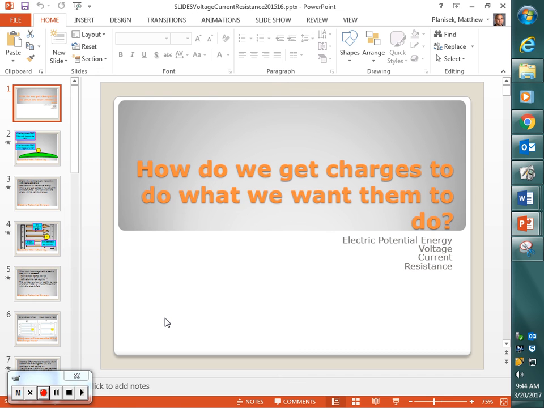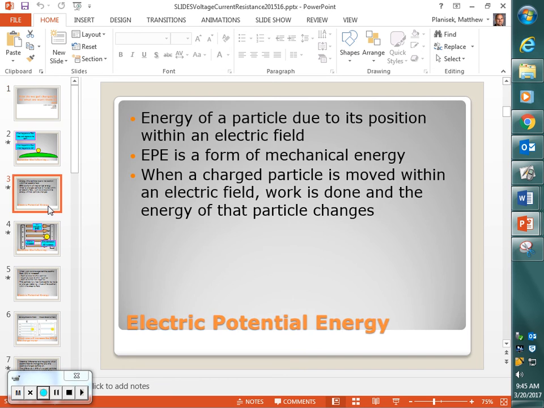On Friday, we started introducing this idea, like the name of this presentation said: how do we get these charges to do what we want them to do? We talked about charge and how they apply forces to each other, but as we discussed on Friday, our modern society is based on this idea of how to get these charges to do what we want them to do. And so we started off talking about electric potential energy.